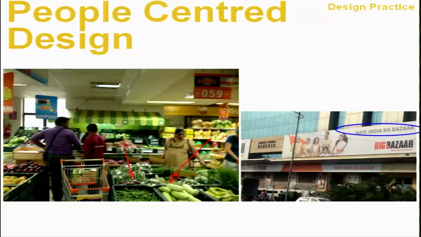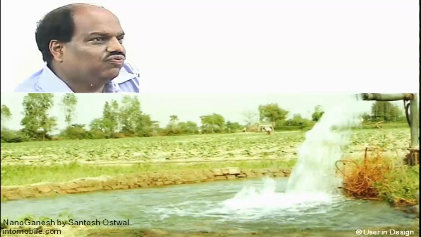So, that is what people-centered design is in the world today. Another very important example that I would mention here is this tool Nano Ganesh, developed by an entrepreneur, Santosh Oswal. This is actually a small electronic module which is connected through mobile and an app, so that farmers could control the switching on and off of pumping stations which are quite far away in the fields, by using a GSM module and giving an instruction to a small controller which is otherwise present near the pump.